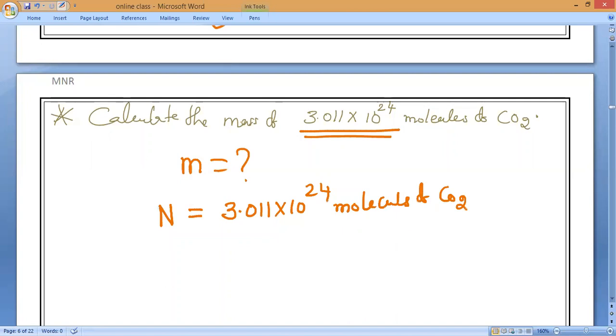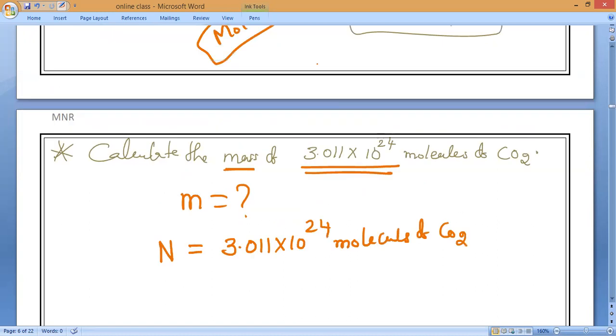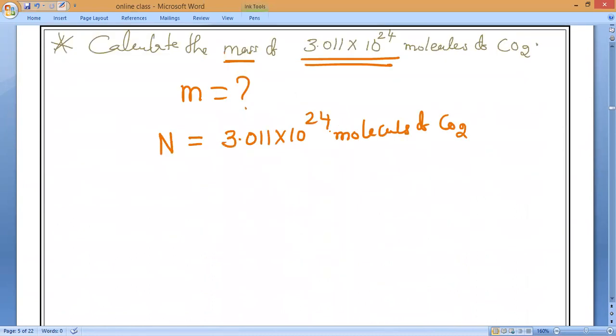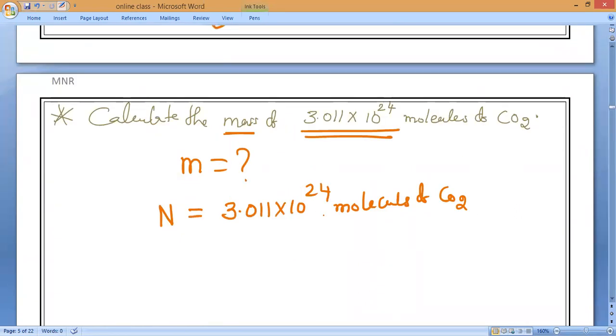Just now I put one statement: if you see the word mass in the question, immediately what should your mind say? We must find the molar mass. Okay, now forget about it. They have given the particles and they are asking for the mass.